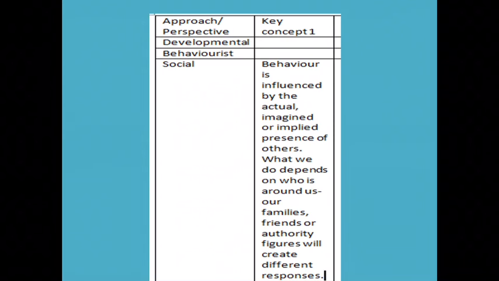The key concepts I've chosen to give you an example on social here is key concept 1, behaviour is influenced by the actual, imagined or implied presence of others. What we do depends on who is around us. Our families, friends or authority figures will create different responses. So there is the key concept in a nutshell with a little bit of explanation to get us our second mark.